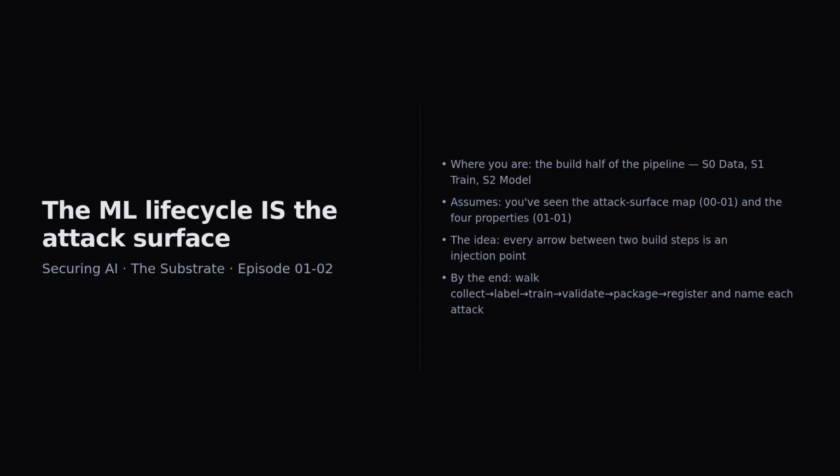Orientation. We're on the build half of the pipeline. Data, training, the model. Last time we saw why AI is uniquely attackable. Now we make it concrete. The same life cycle you draw to build a model is the map an attacker uses to break it, one handoff at a time. By the end, you can point to every injection point and the gate that closes it.